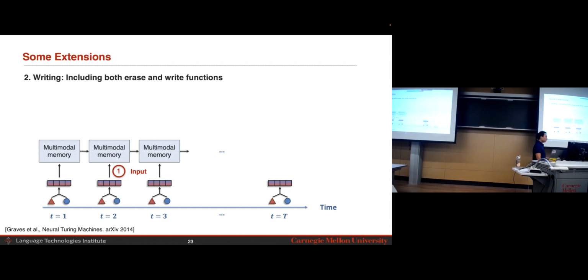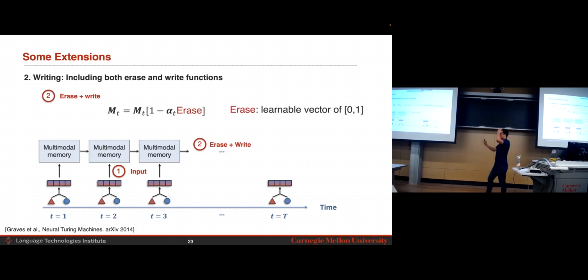So how can I dynamically determine both erase and write functions? We've seen just write, but also erase. So erase can be very simple. Again, it's just based on learnable parameters. Your memory at time step t is perhaps multiplied by a function 1 minus alpha t. Alpha tells you how much to erase, and erase is against a learnable vector from 0 to 1. So erase being fully zeros means it erases the complete entry in that memory. Erase being something at 0.5 would erase half the information from that memory. And once you've done erasing, you can then input stuff into your memory using the same equation.